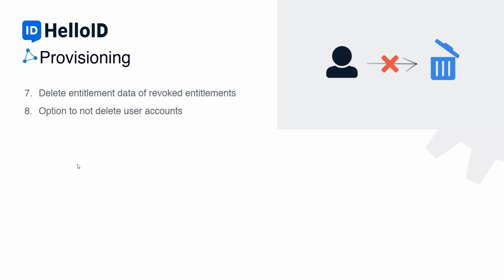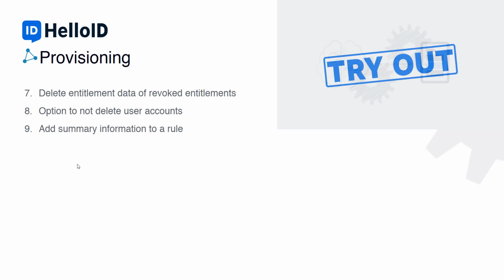You now have the option not to delete the account. So if you are out of scope of a rule, then normally the account would be created, but if it's out of scope of the rule, it would be deleted. Now you have an option not to do that anymore. And we have a little bit, this is a small thing, a little bit more summary information on the person details in a rule. I will show you, it's easy to show that.